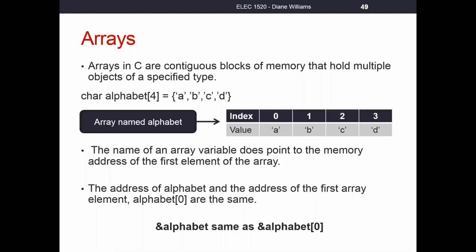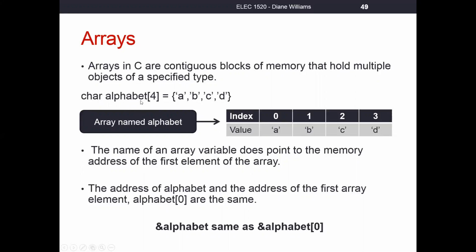So we know that arrays are contiguous blocks of memory that hold multiple objects of a specified type. In this example, I'm creating an array whose name is alphabet. It has 4 elements in it. They're all of type char. And it has an initializer list, so we're storing the characters A, B, C, and D in that array's memory. So the array name then does point to a memory address, the first element of the array.